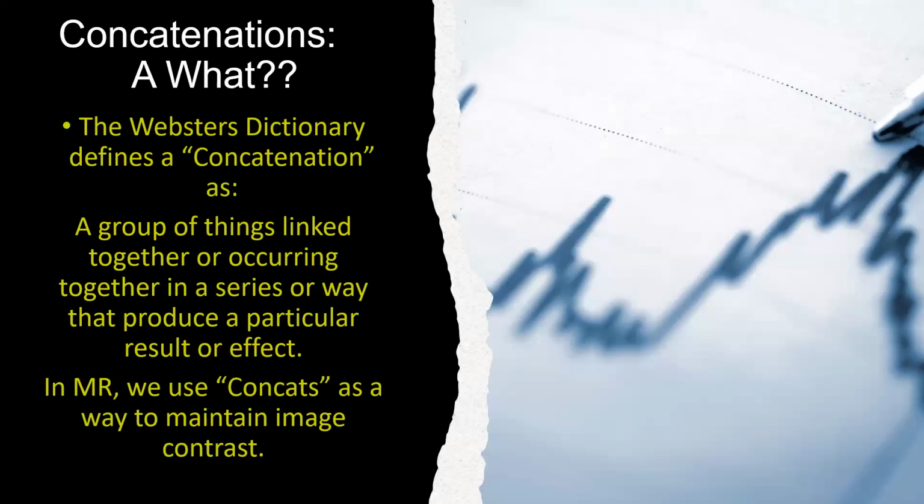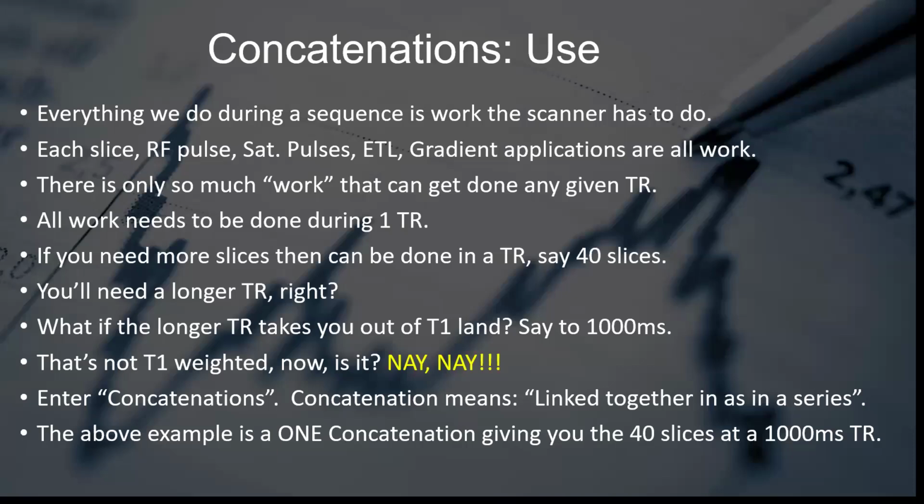What are they? The definition of concatenation is when things are grouped or linked together in a way to produce a particular effect. In MRI, we use the word concats. It's concatenations, but it's concats. And mostly it's used to get you your image contrast.